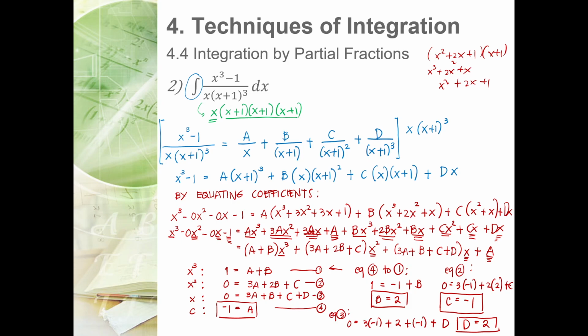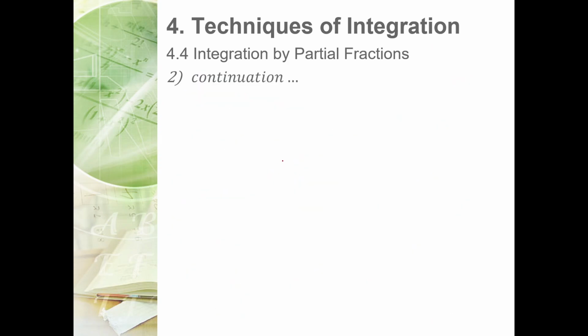Okay, so let's try to solve next the integral. So the equation is of the form x cubed minus 1 all over x times x plus 1 cubed. So it becomes, so a is negative 1. So the first term is negative 1 all over x plus b. So our b is 2.